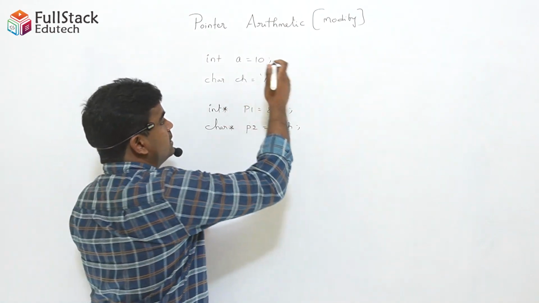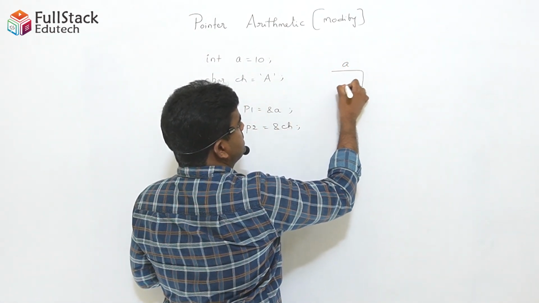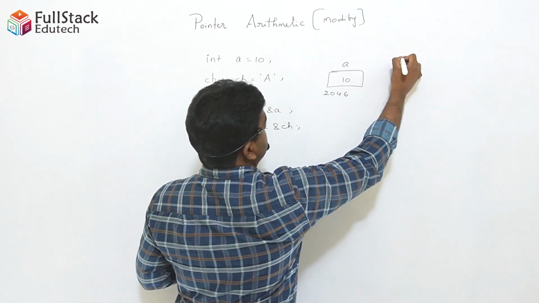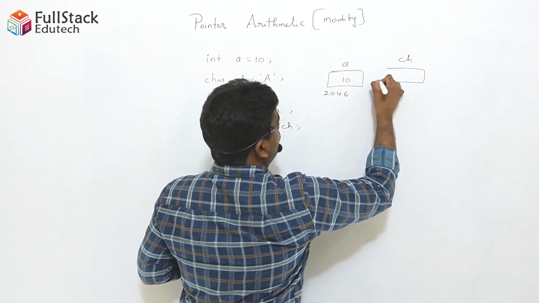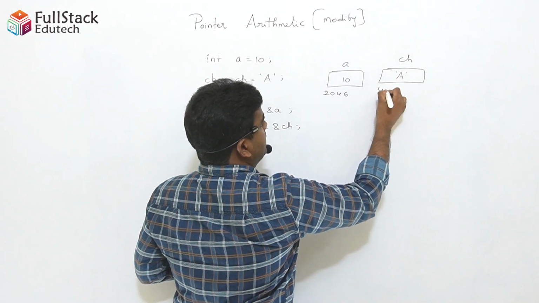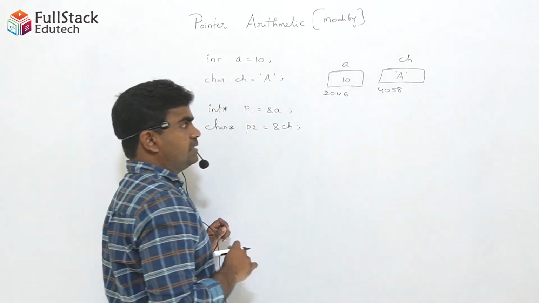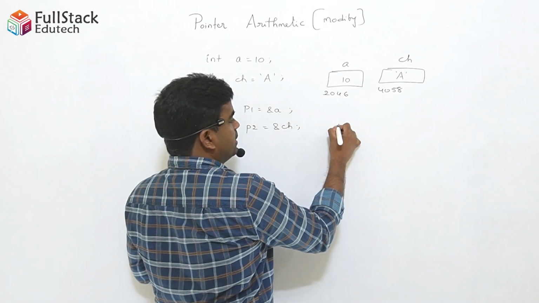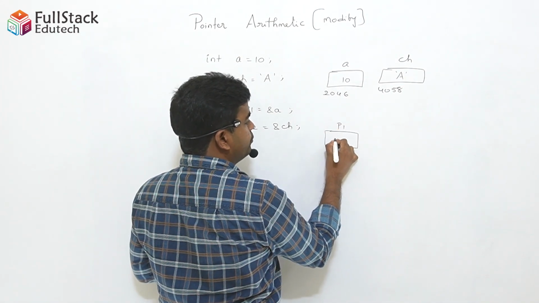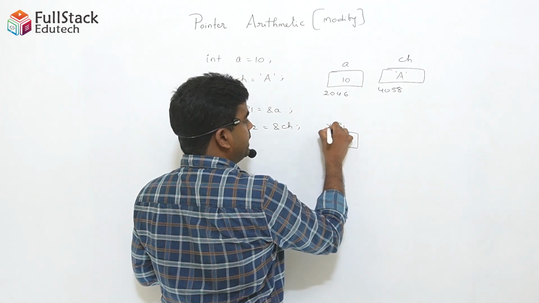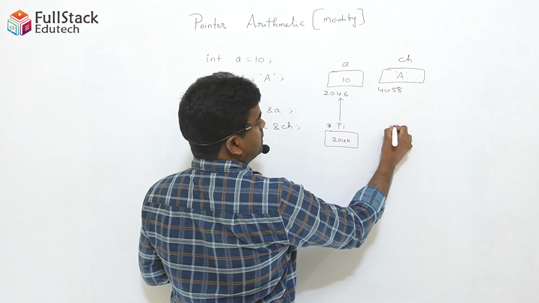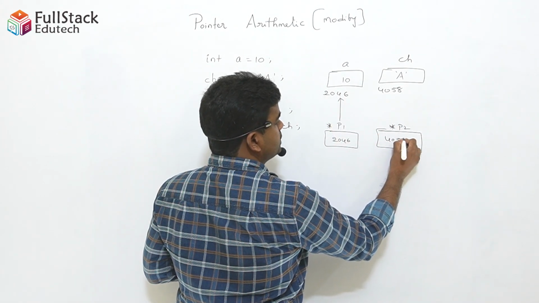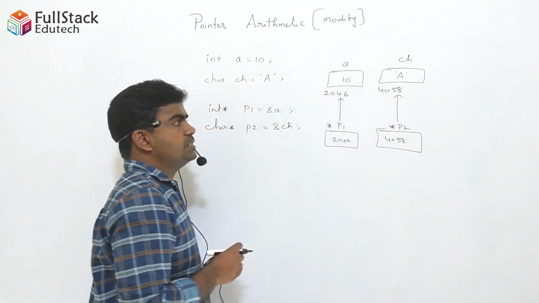Some addresses. The a value 10 is at some location, address 2046. ch holds capital A at address 4058. Suppose, consider now P1 holds 2046. It's a pointer variable pointing to this. Next one, P2 holds the address 4058 and it is pointing to this one.